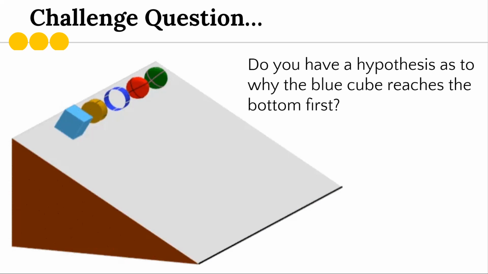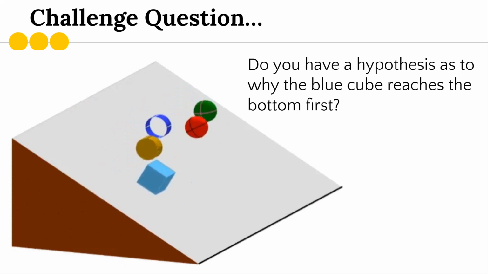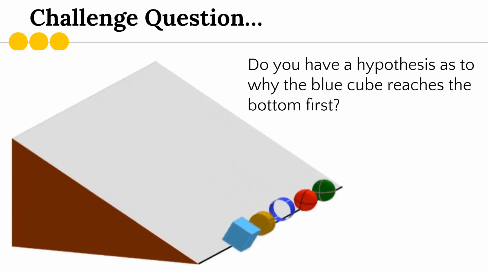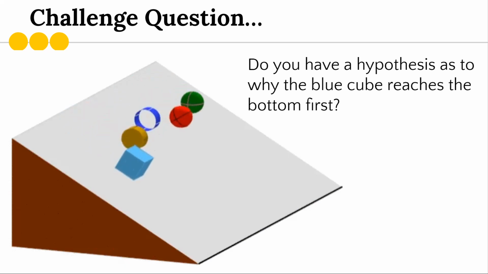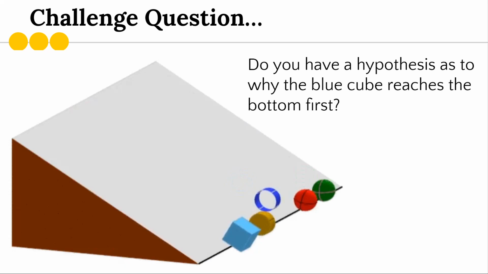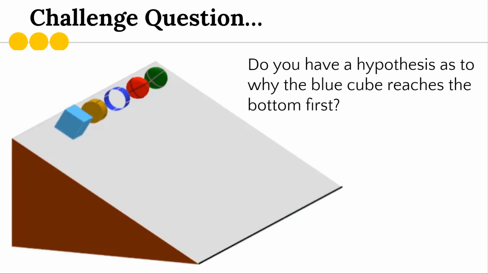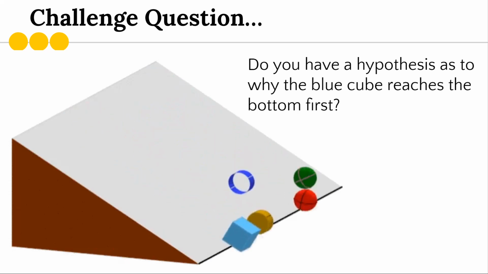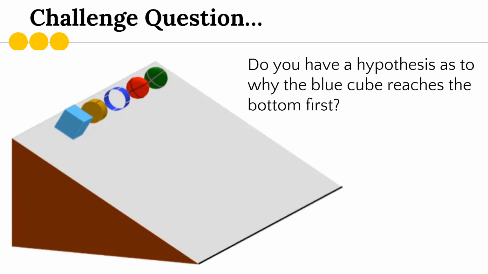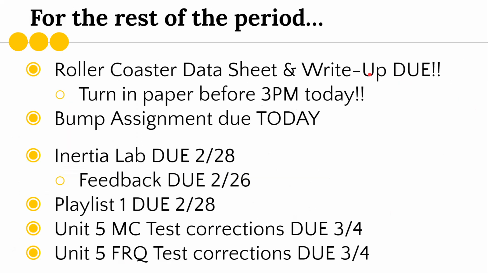Does anybody have a hypothesis as to why the blue cube reaches the bottom first? We have not talked about this, I'm just curious. It doesn't have any rotation. Okay, so we're going to get to it. We're going to talk about energy, and when we talk about that conversion between gravitational potential energy to kinetic energy, well, now we're going to be talking about two different types, translational and rotational, but the cube only has one. Okay, so it happens to reach the bottom first. But again, we'll get to that later.